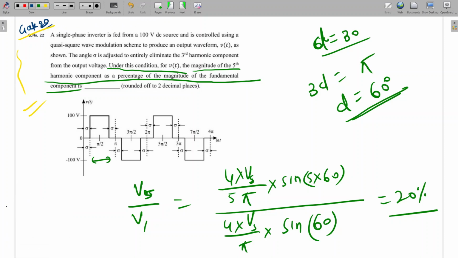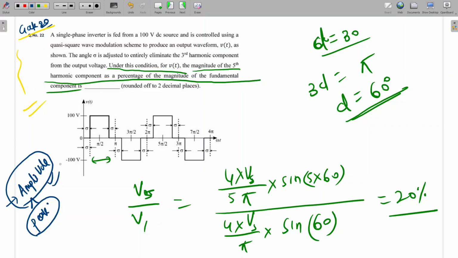In some cases, they will ask us to calculate RMS only. Some questions will ask for amplitude, like one time they asked. Amplitude means peak value. If they ask for amplitude, then there is no need to divide by root 2, because that means the peak value. So we should take care of the language, whether they are asking for the RMS value, the peak value, or the amplitude. Amplitude means peak value.